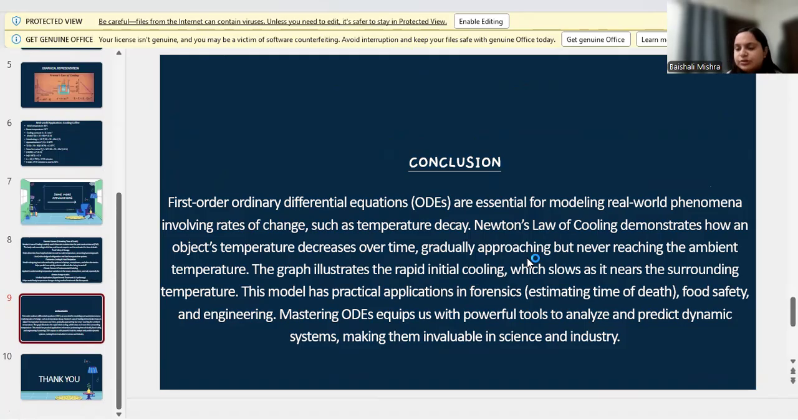Then we come to the conclusion. What did we learn today? We first learned what Newton's law of cooling is, how it explains objects cooling over time, and how it is modeled by a first order differential equation. We got the formula that helps predict temperature decay. We also dived into some real world applications.